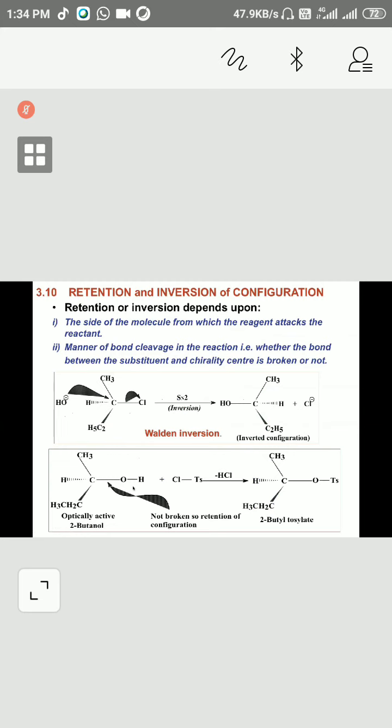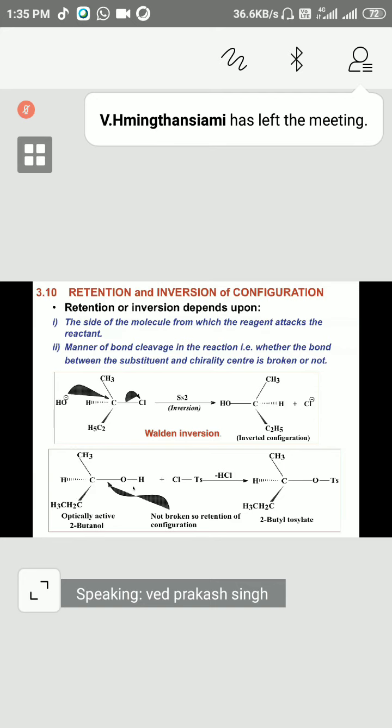Retention or inversion of configuration. This we have discussed a few days back. In SN2 there is inversion. In SN1 there is retention and inversion. Both take place, with equal chances.